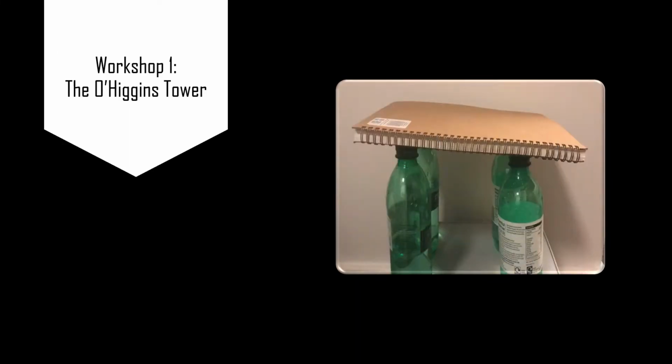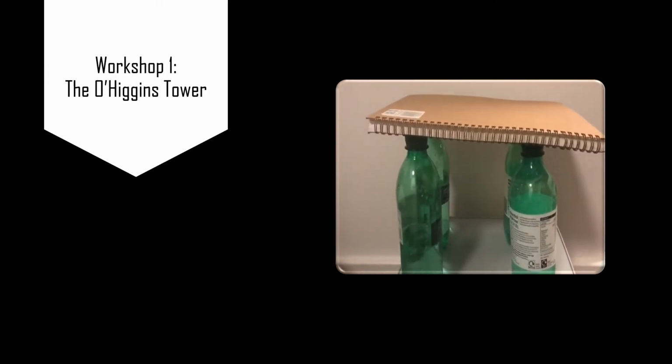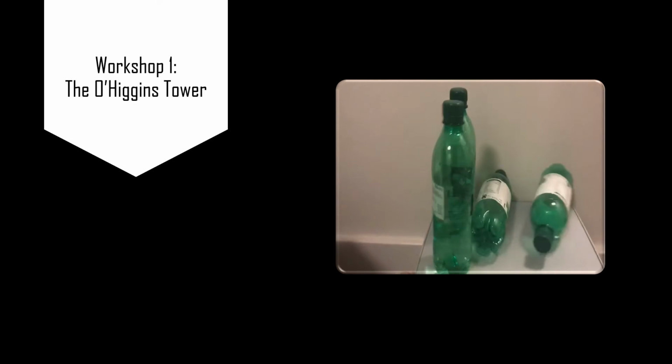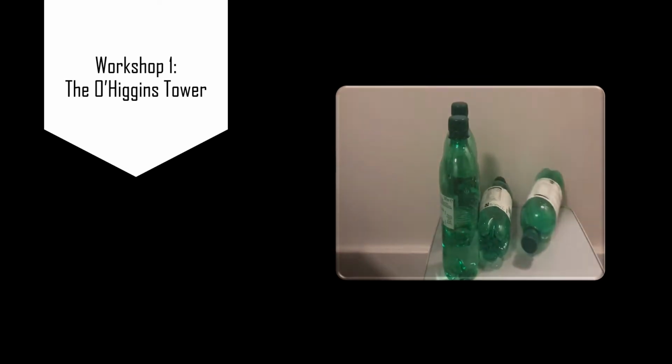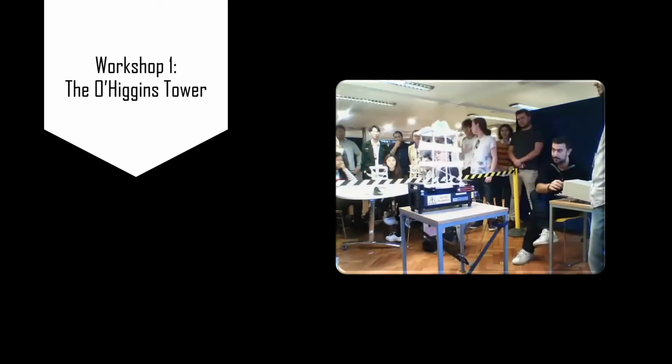Workshop 1. The O'Higgins Tower. The tower is destroyed during the earthquake. There is a collapse in the midsection of the tower because of different stiffness between the two sides of the structure. To keep the construction standing in an earthquake, bracing can be added in the bottom story, which will stop the structure from falling to the middle and to both sides.